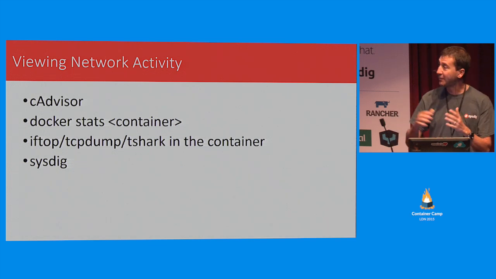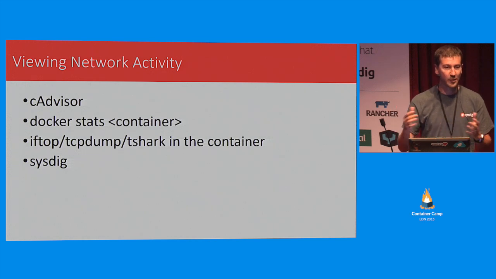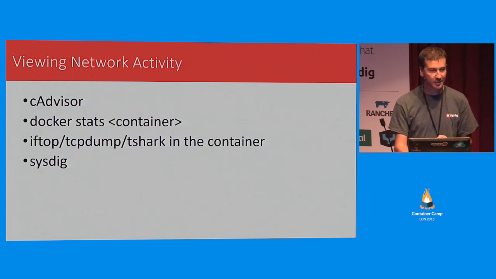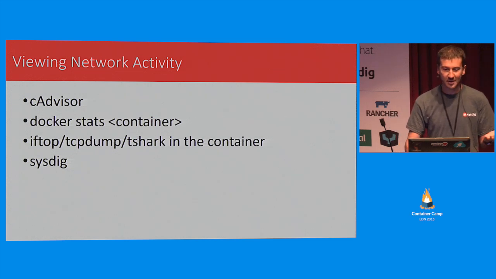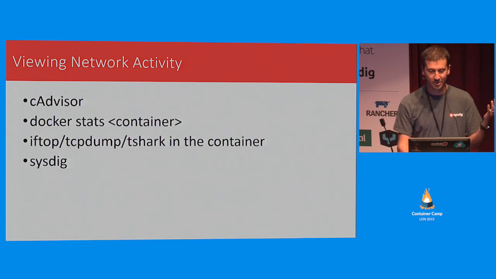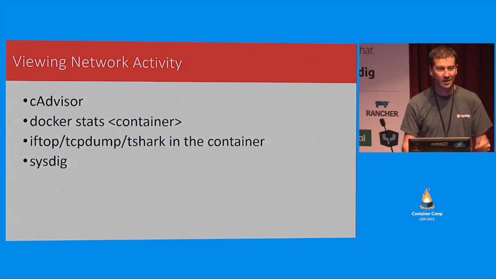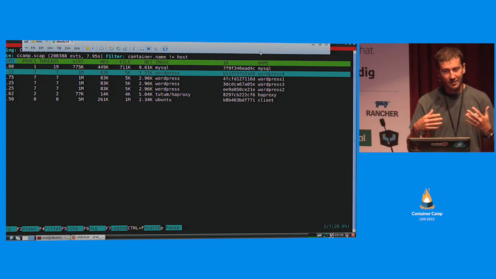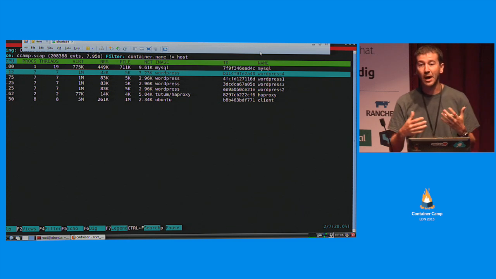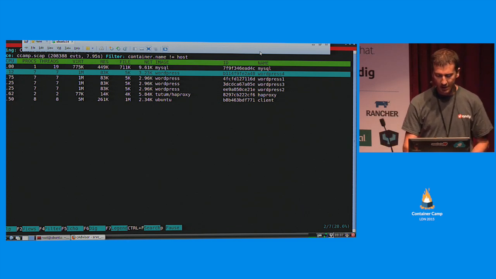So here again, we have cAdvisor, as we saw, which shows the overall bytes sent and received on the network by a container. Docker stats does something pretty similar, but that's just that number, nothing else. If you want to see networking activity for a container, you're essentially stuck with attaching to the container, installing iftop or tcpdump or any other tool, and executing it inside the container. With Sysdig, on the other hand, you can see the network activity of a container from outside the container. So here we have our list of containers.